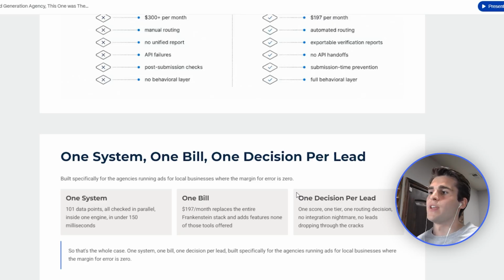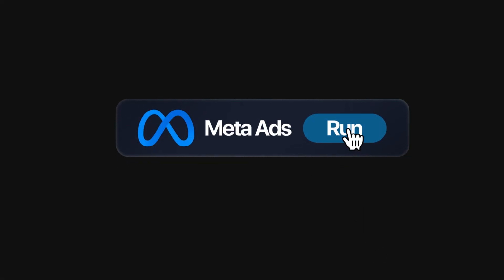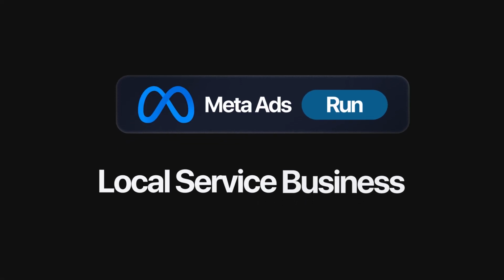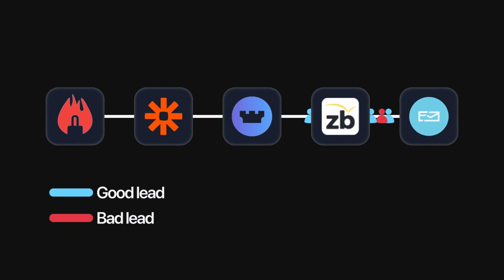So that's the whole case. One system, one bill, one decision per lead, built specifically for agencies running ads for local service businesses. If you're a marketing agency running ads for local service businesses and you have 5 different tools that are still letting bad leads through, this is the easiest win you'll have this year.